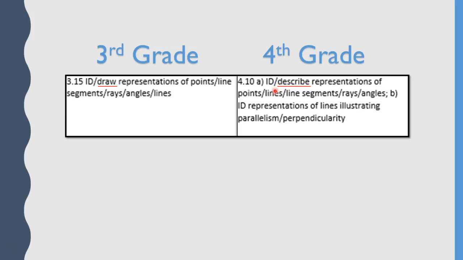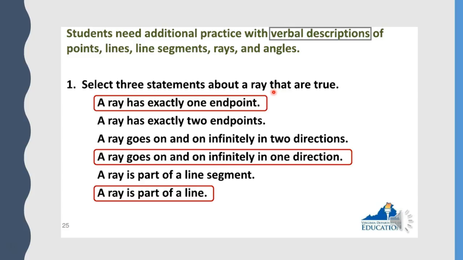So you may see a question like this on the SOL. This was an example, and it was such an important example that Virginia decided to show the teachers because they're like, this is the type of question that your students are getting wrong. So this question says, select 3 statements about a ray that are true. Because we need to be able to practice verbal descriptions of these things, not just looking at pictures anymore. Now we need to be able to look at the words and point it out.